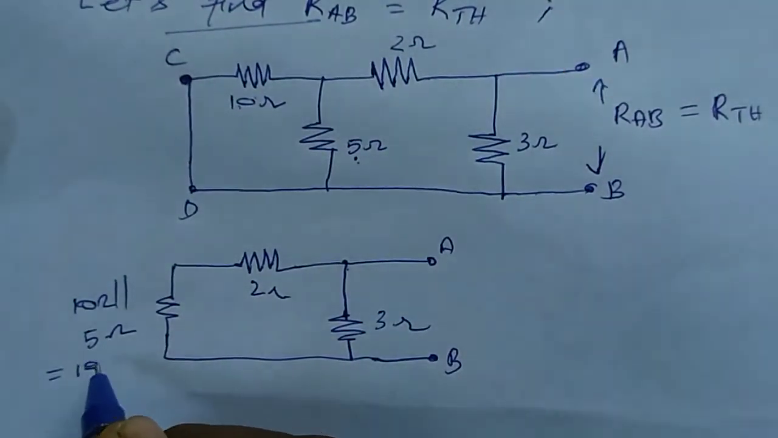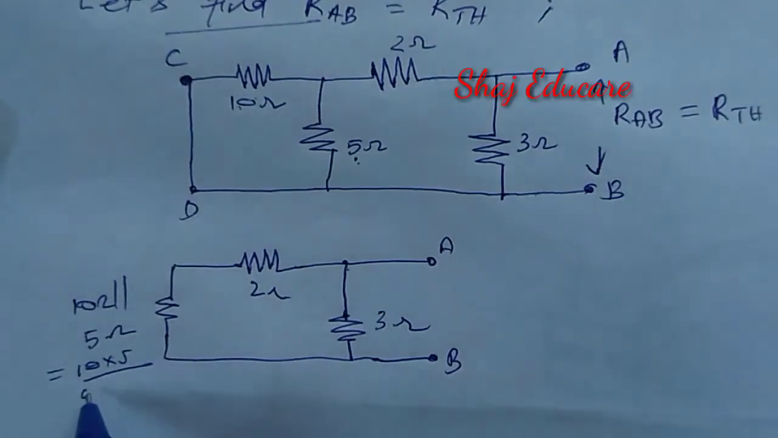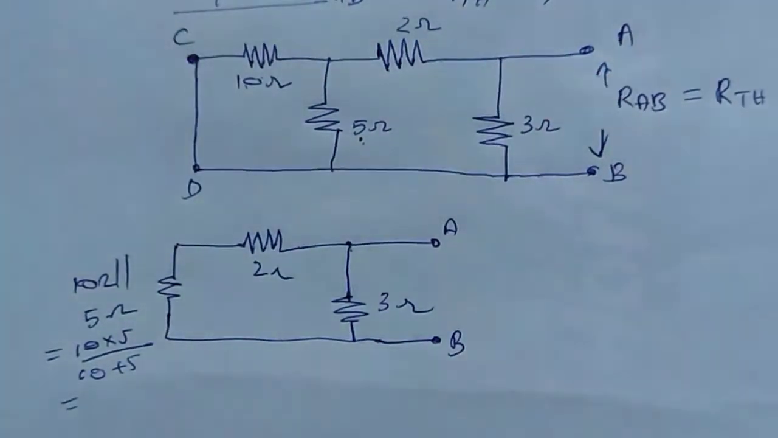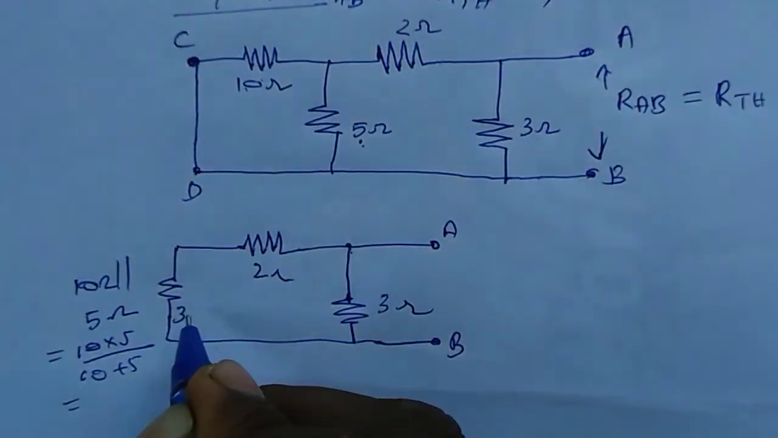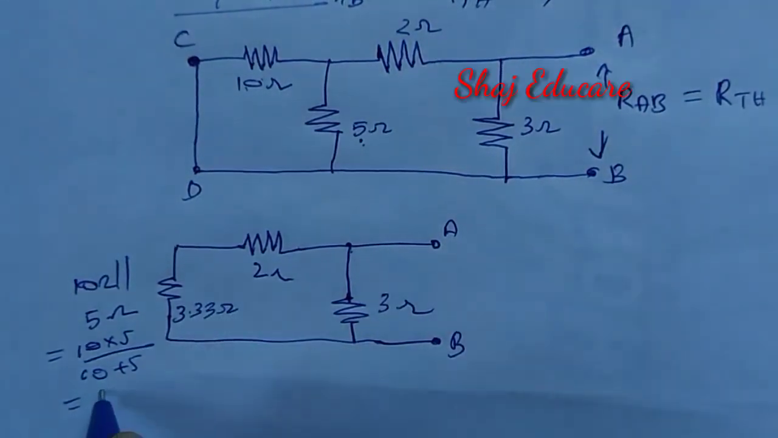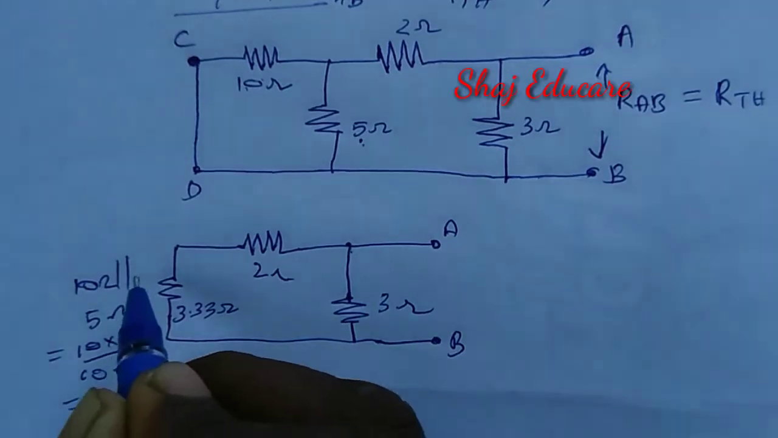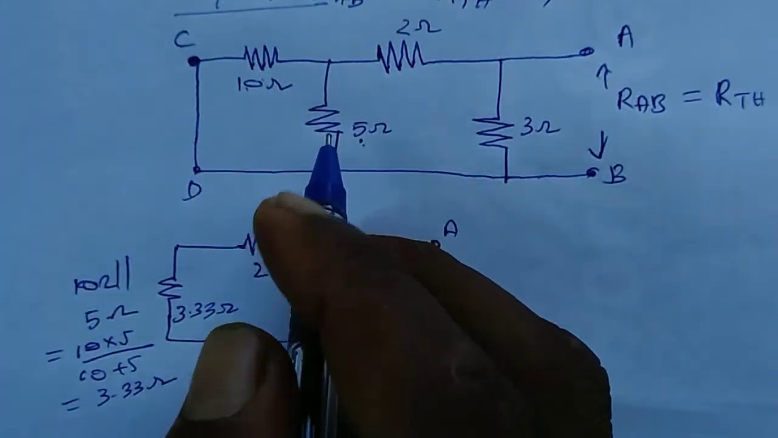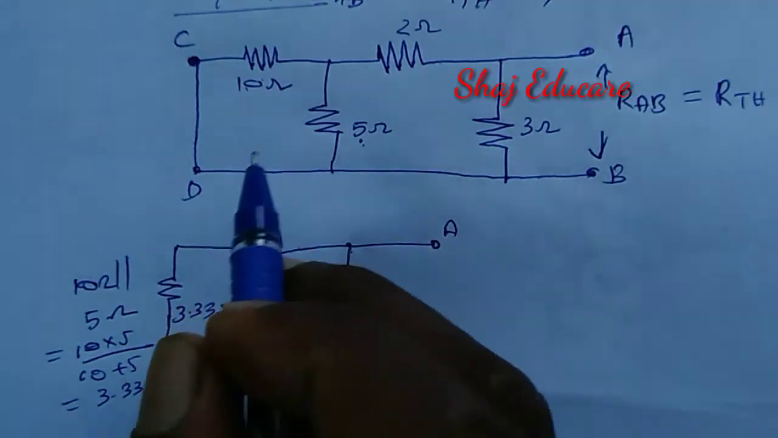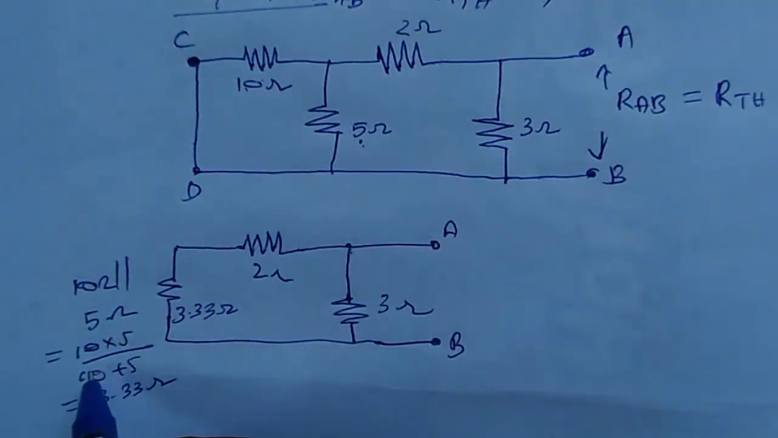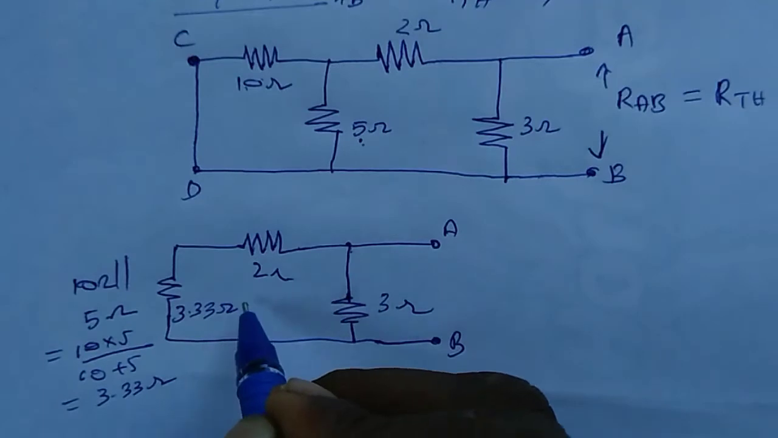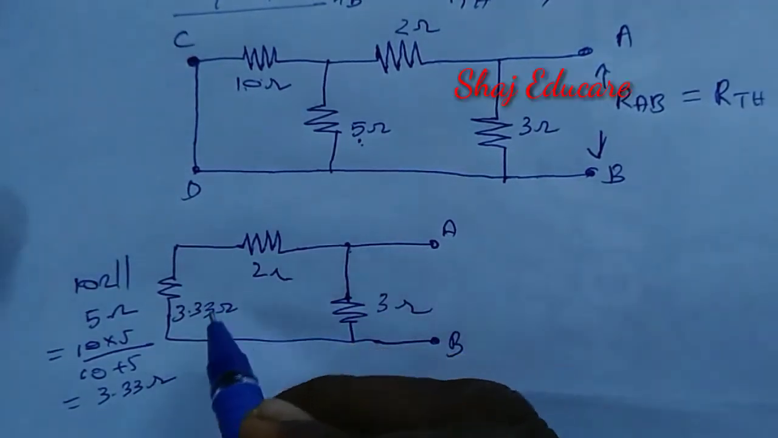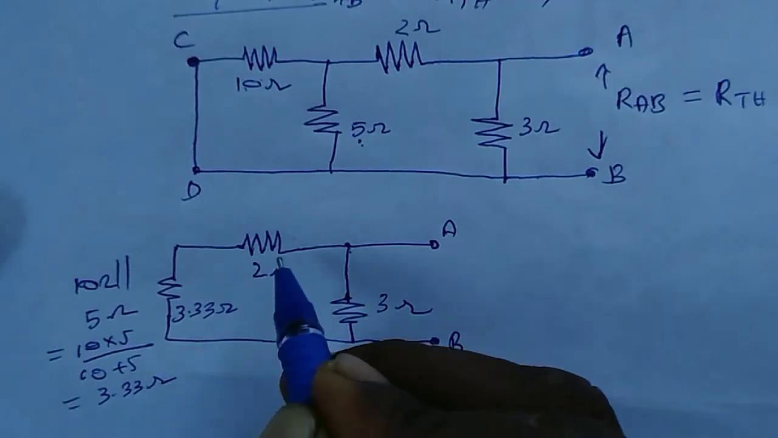What about 10 ohm and 5 ohm in parallel? That will be equal to 10 into 5 divided by 10 plus 5, which is equal to 3.33 ohm. This 10 ohm and 5 ohm are parallel to each other: R1 R2 divided by R1 plus R2. Now let us find the relationship between this 3.33 and 2.